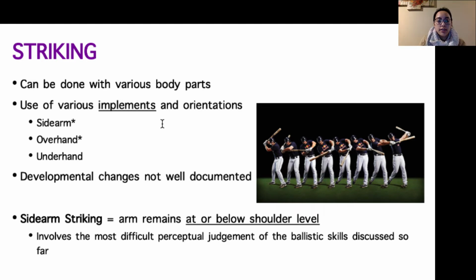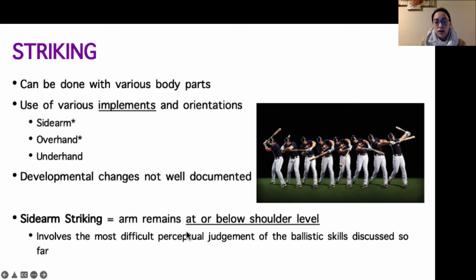Additionally, the book likes to target its focus, like I said before, on sidearm and overhand striking, specifically with the use of implements, such as a bat or a club or a racket. So keep in mind, again, while general movement patterns and developmental sequences we discuss could apply to several types of striking skills, there could still be variation in skill development based on changing task constraints, kind of based on how your task goals are changing and what types of equipment you might be using.